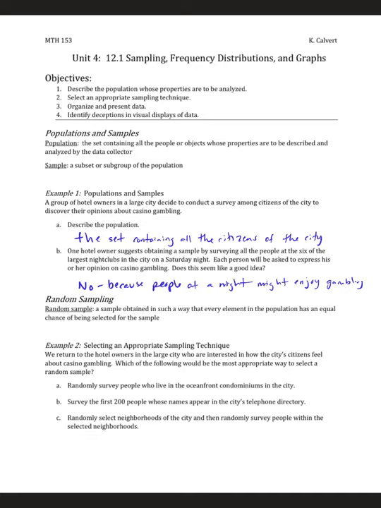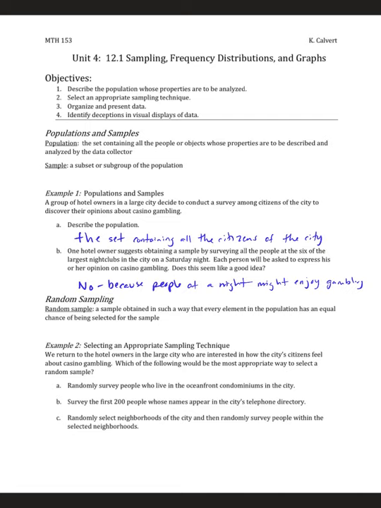Okay, so we're going to continue with that example in the next one. So what we want to talk about is the idea of random sampling. We don't want to just target a certain group if we want to get a survey; we need to look at the group as a whole and really get a fair survey amongst the population. So a random sample is a sample obtained in such a way that every element in the population has an equal chance of being selected for the sample.